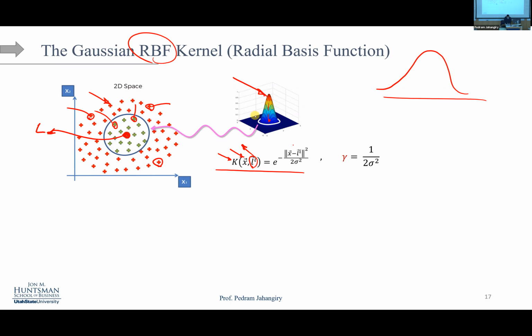If this number is large, the x and l are very far from each other. E to the power of minus something is going to be small, right? So this is e to the power of minus. In this case, the k's are smaller. So here the k's are larger.